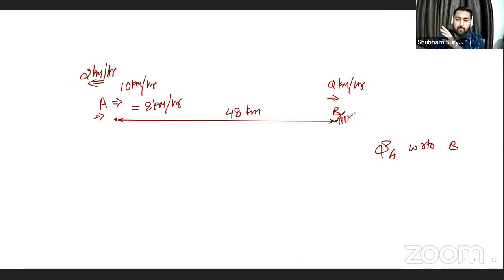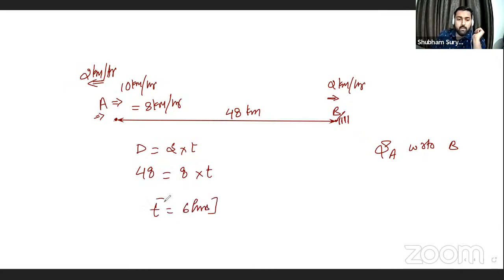B जो है वो आपने उसको एक जगह पे खड़ा कर दिया है, right? So B will not be moving. So A has to move to the person B to cover the distance. ठीक है? So again, distance is equal to speed into time. The distance that needs to be covered is of 48 kilometers. Speed now is 8 kilometers an hour, and let's say t is the time. The value of t comes out to be 6 hours, guys.